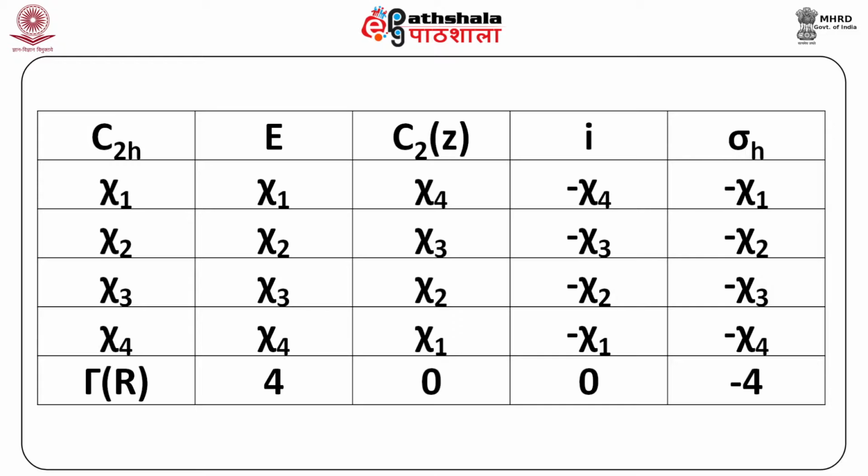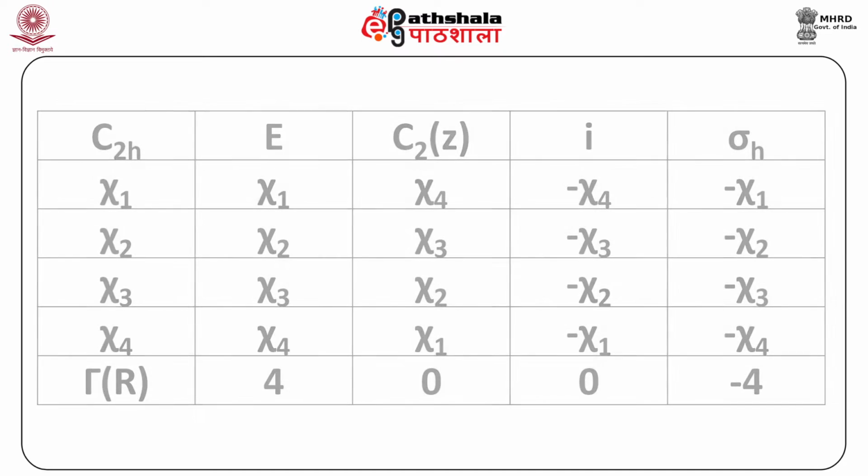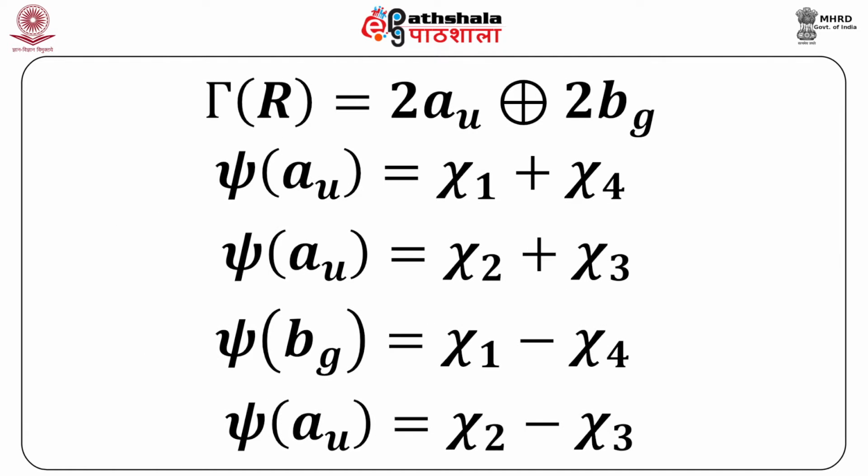Chi2 and chi3 exchange, and chi1 and chi4 exchange positions under some of the operations of the point group. And when you add up the different results, you find that the reducible representation has a character 4 for E, 0 for C2, 0 for I, and -4 for sigma h. When you apply the reduction formula, you find there are 2 Au orbitals and 2 Bg orbitals.